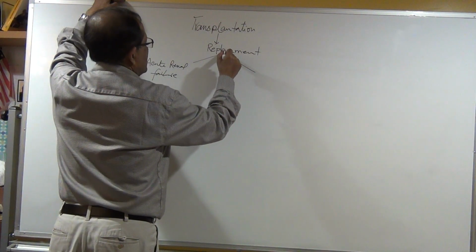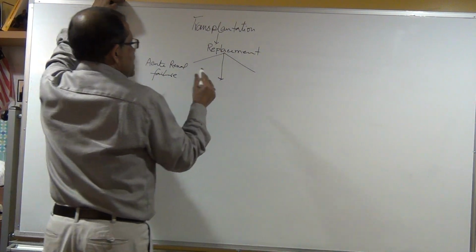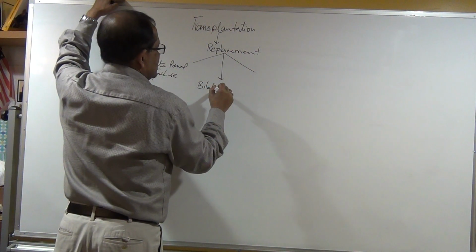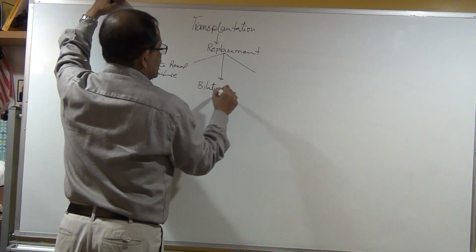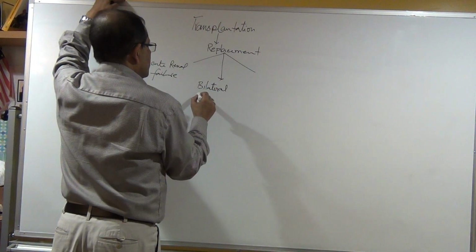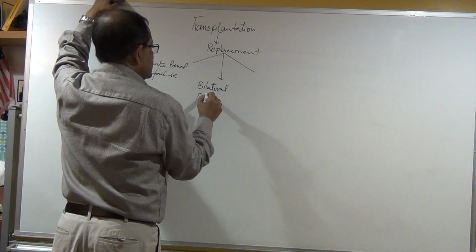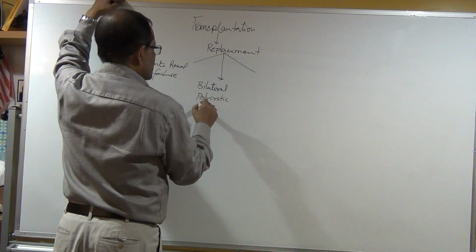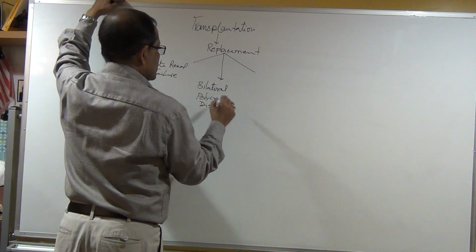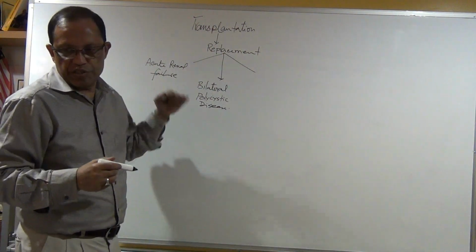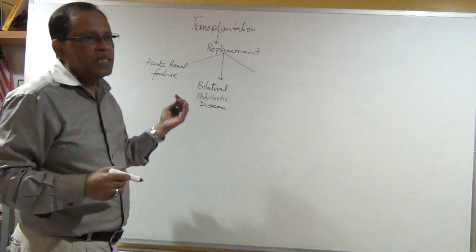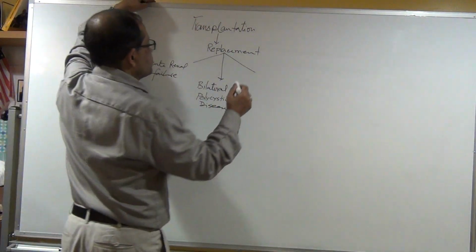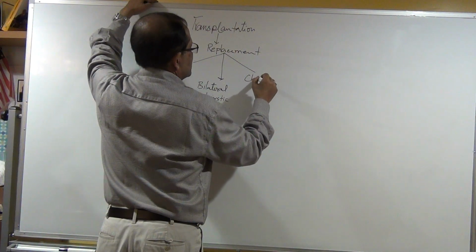Okay, let me give you another. It's a three. When there is bilateral polycystic disease and gradually kidney function deteriorates, then they will replace the kidney. And chronic renal failure.